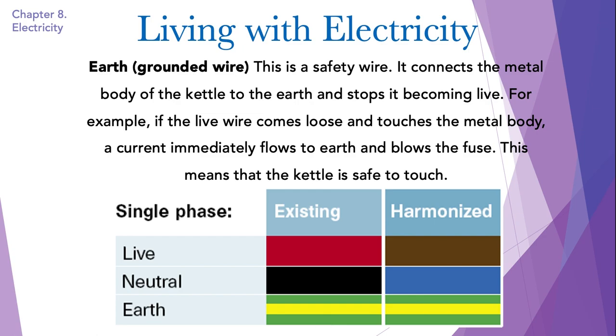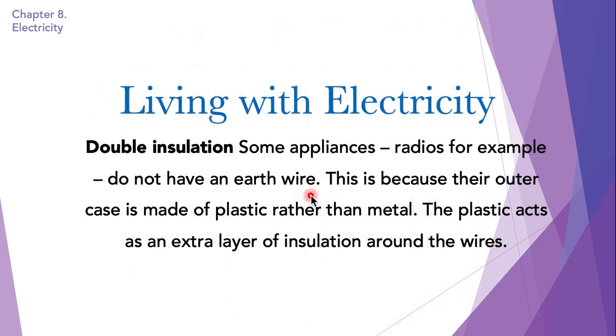Then we have double insulation. Some appliances, radios for example, do not have an earth wire. This is because their outer case is made of plastic rather than metal. So the plastic acts as an extra layer of insulation around the wires. So this is double insulation. The plastic is a good insulator, like some table lamps have an insulating body and do not need an earth wire.